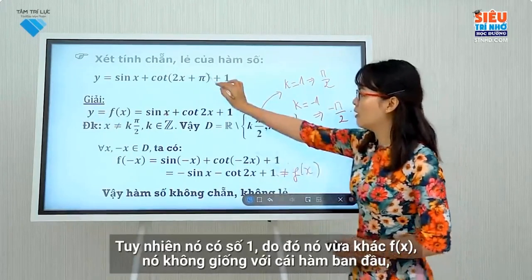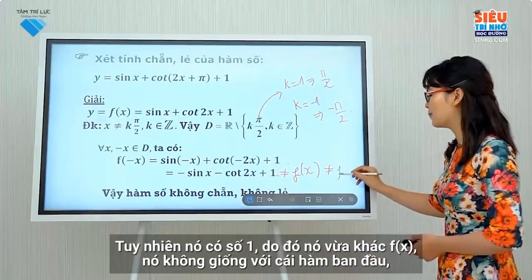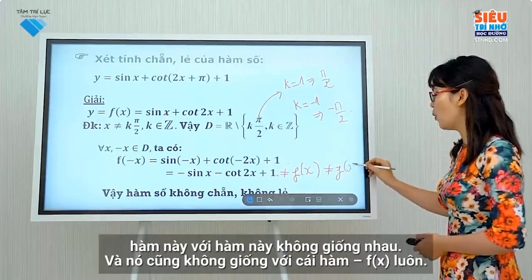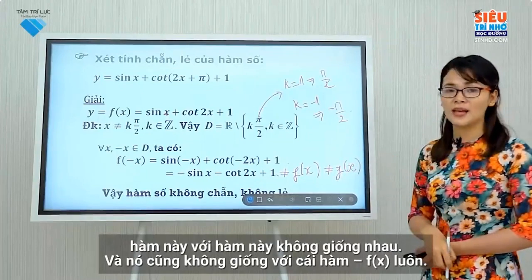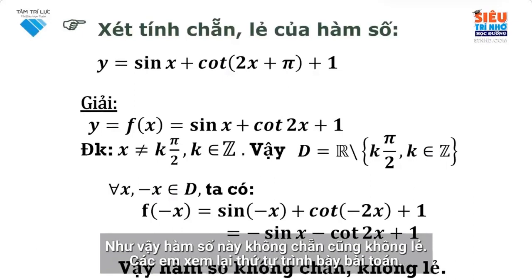However, because there is the number 1, it doesn't equal f of x. It is different from the original function. This and this function are different. It is also different from the negative f(x) function. Therefore, this is neither an odd nor an even function.